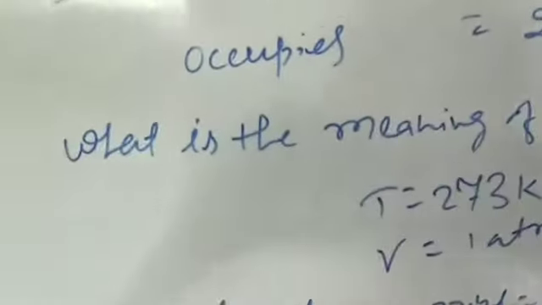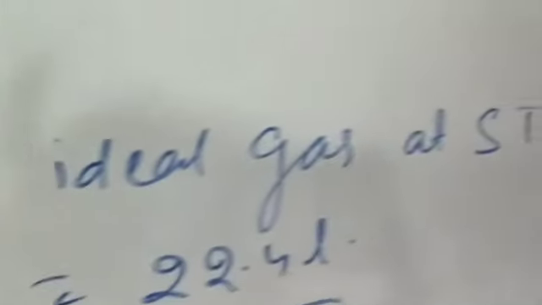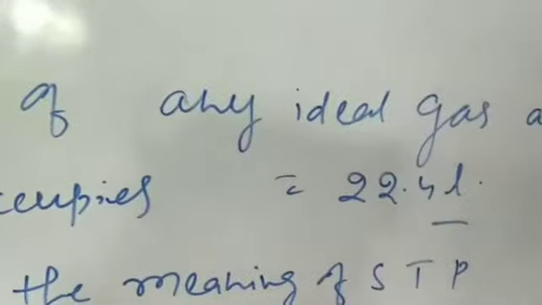I am giving you the next question, which I elaborate on the board. Now I am talking about the volume of ideal gas. What is the meaning of ideal gas? Actually, 1 mole of any ideal gas at STP. What is the meaning of STP? That is standard temperature and pressure. 1 mole of any ideal gas at STP occupies 22.4 liter. Its volume at STP is equal to 22.4 liter.